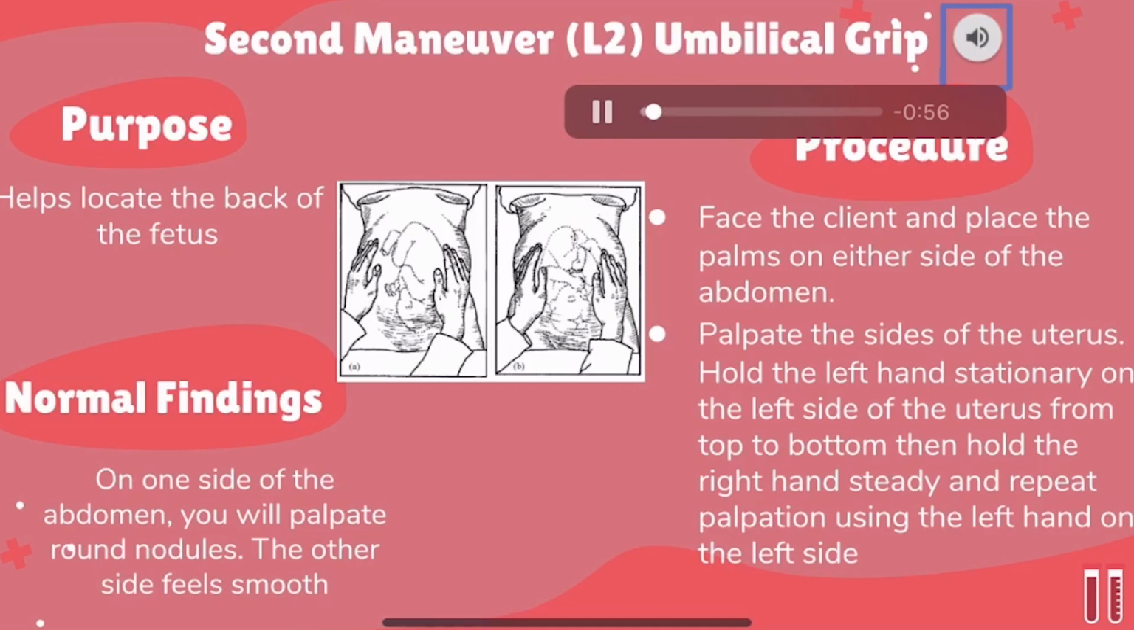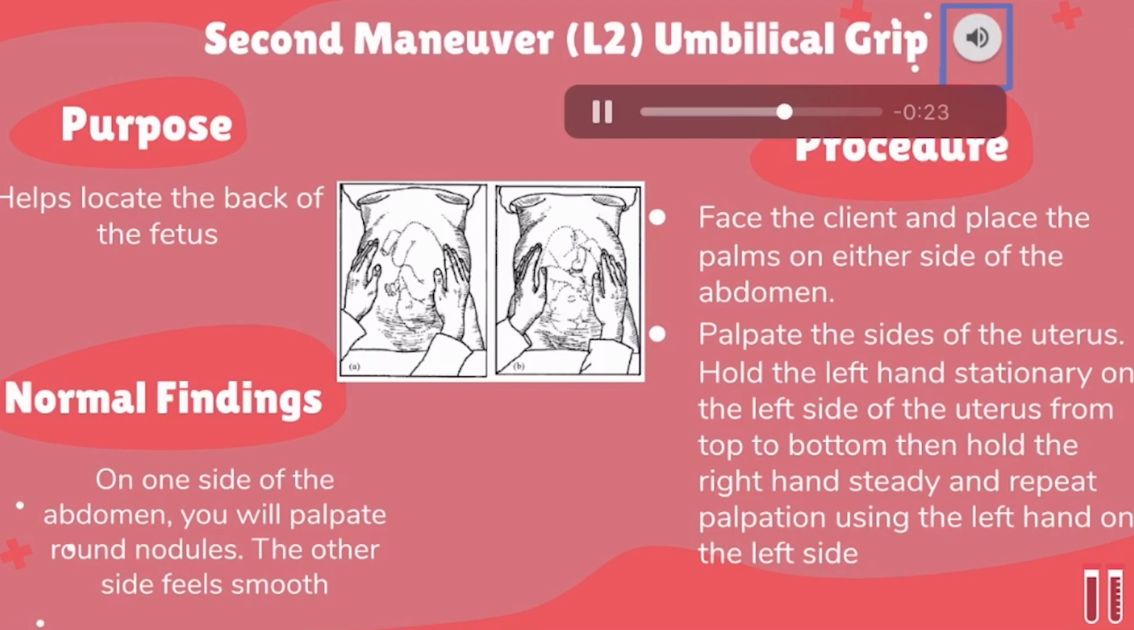The second maneuver, or the umbilical grip, helps locate the back of the fetus. To conduct this assessment, the nurse, still facing the client, places the palms on either side of the abdomen. The sides of the uterus are then palpated. Hold the left hand stationary on the left side of the uterus from top to bottom, then hold the right hand steady and repeat palpation using the left hand, or move your hands to the lateral sides of the abdomen.